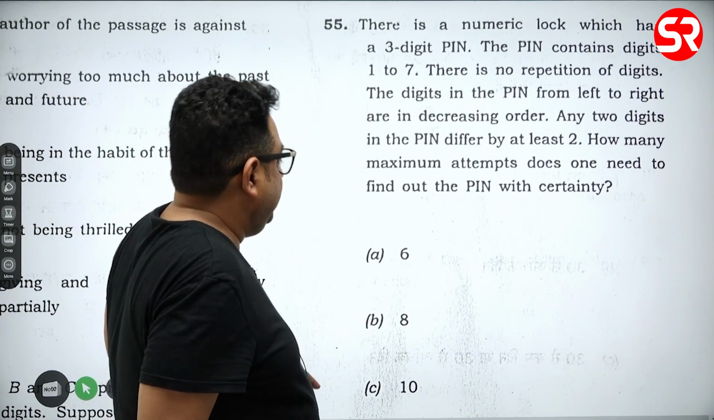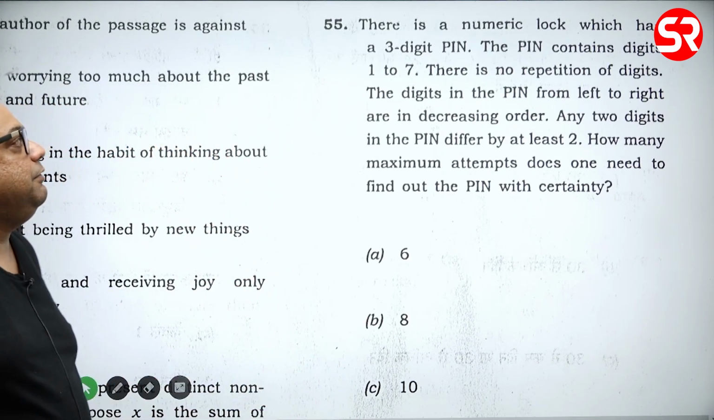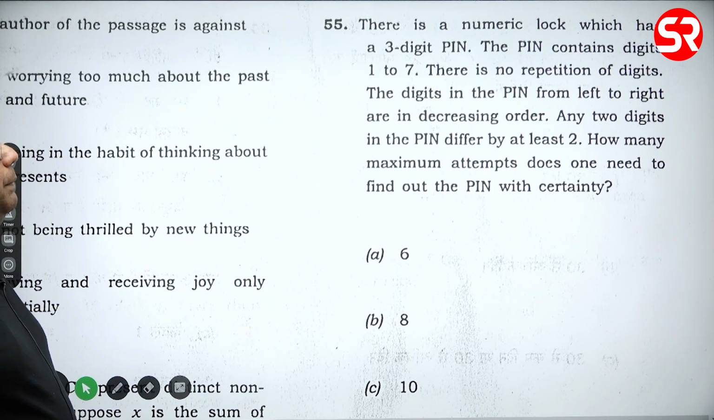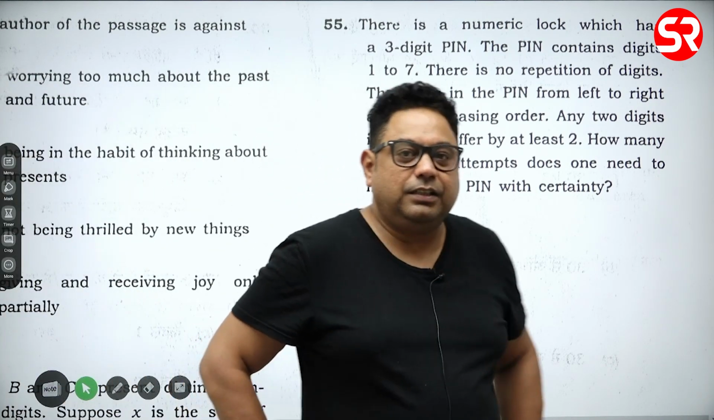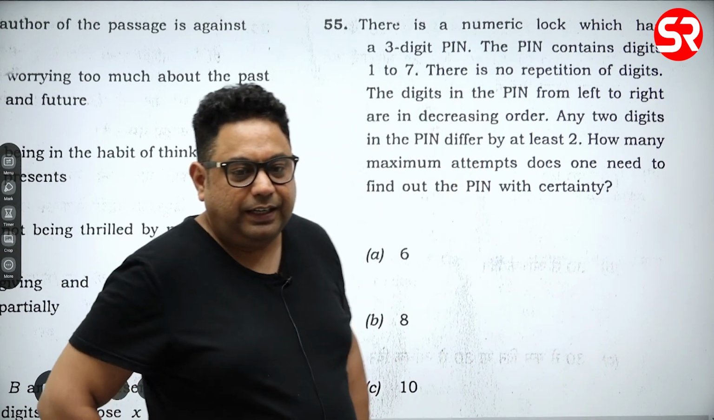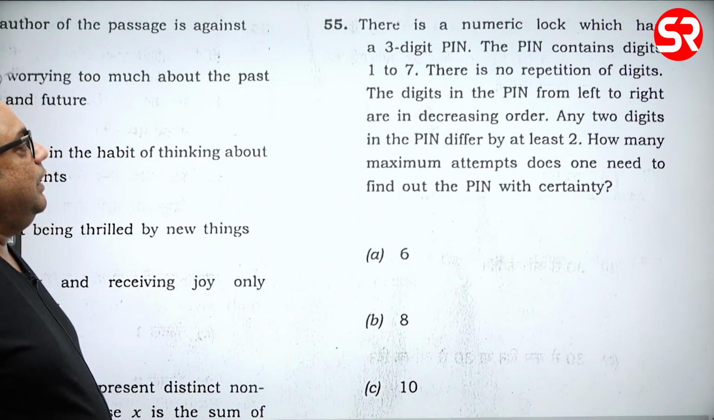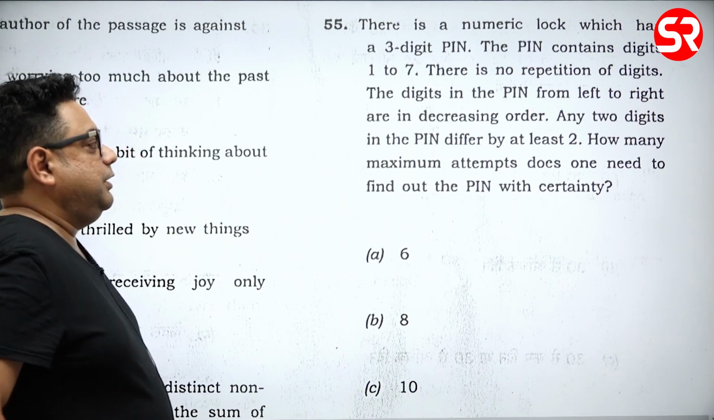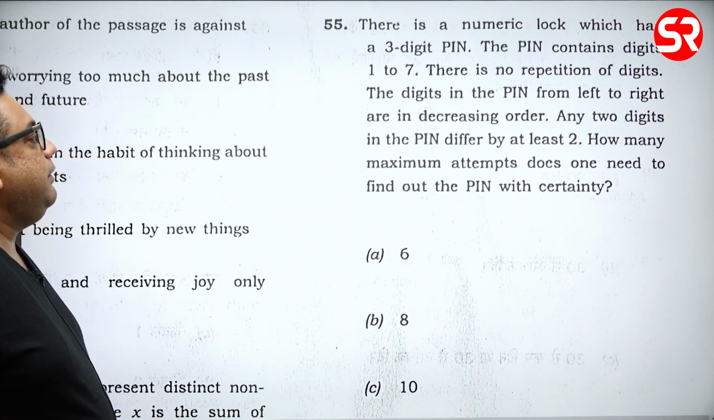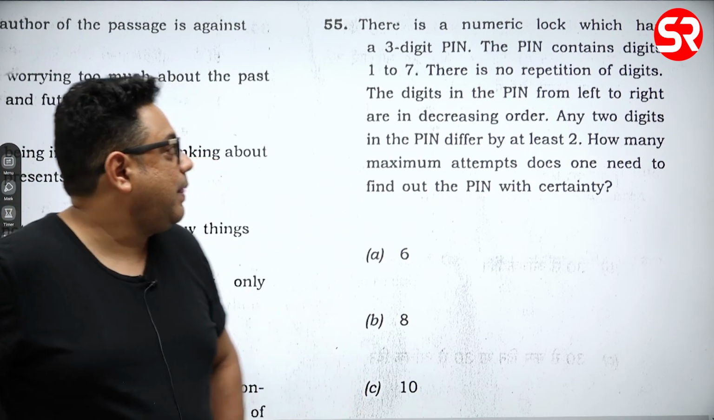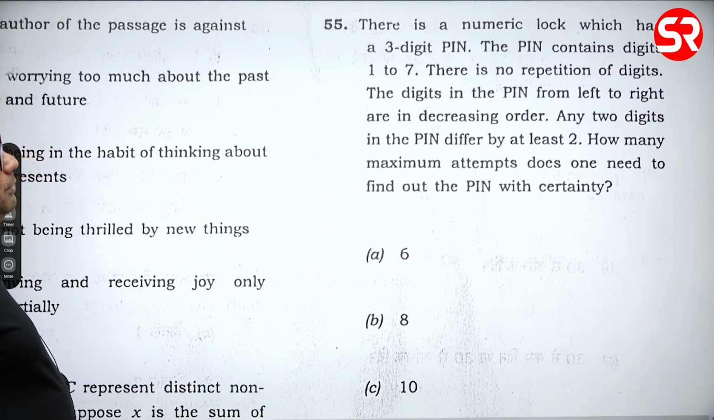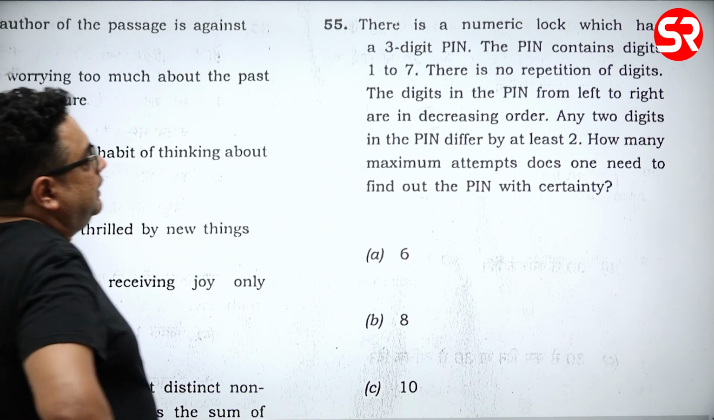55, sorry, right? He says there are numeric locks which are 3-digit pins. The pin contains digits from 1 to 7. There is no repetition of the digits, right? Then he says the digits in the pin from left to right are in decreasing order. Any 2 digits in the pin differ by at least 2, right? Then how many maximum attempts does one need to find out the pin with certainty, right?